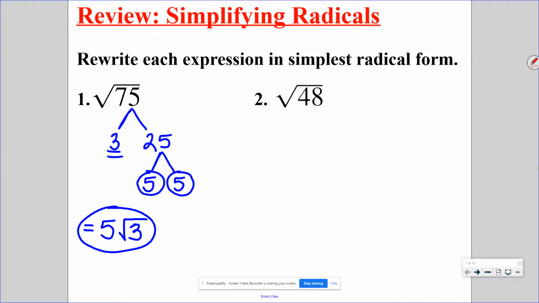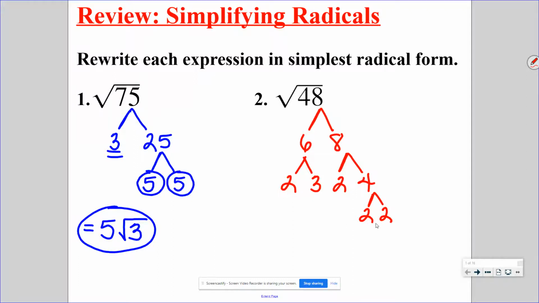Let's try that again. So for 48, we're going to again just start with what times what equals 48. So 6 times 8 was the first thing that came to mind. And you're going to continue to break that down until you get prime numbers. So 2 times 3 is 6. I would stop here because both 2 and 3 are prime. And then for 8, 2 times 4. 2 is prime, 4 is not because 4 is equal to 2 times 2. So we can take that one step further.